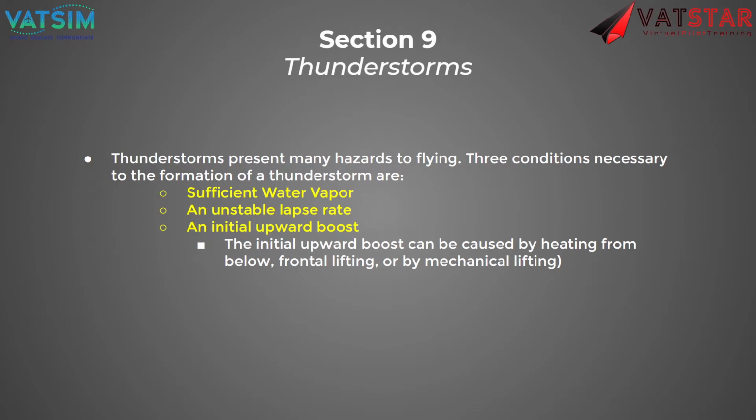Three conditions are necessary to form a thunderstorm: sufficient water vapor, an unstable lapse rate, so a very quick variation in the lapse rate, and an initial upward boost. That can be heating from below, a cold front or a warm front lifting the air up, or it could even be mountains. I mean, mountains are massive. They can push air upwards. If you have cold, moist air or warm, moist air, and it gets pushed up by a mountain, that could turn into a thunderstorm pretty easily. That vertical development creates unstable air, which creates those massive convective currents, which create thunderstorms.